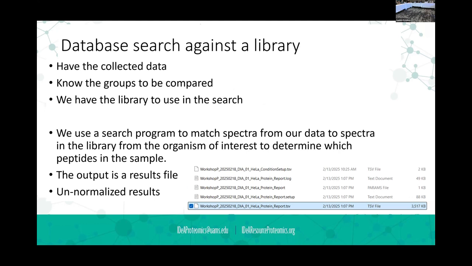So when we get that data, we're going to search it against the library. We have the collected data. We're assuming at this point that we have collected the data off of the mass spectrometers, we know the groups that are to be compared, and that we have a FASTA library that we're going to use. It'll almost always be a UniProt library, unless you give us a specific library; otherwise we're going to find one for that particular organism. Then we use a search program to match spectra from our data to spectra in the library from the organism of interest to determine which peptides are in the sample.